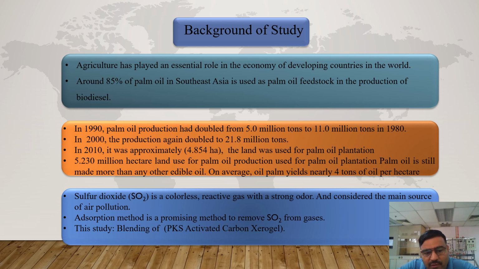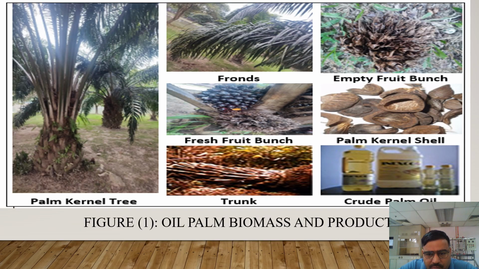Sulfur dioxide is a colorless reactive gas with a strong odor and is considered a main source of air pollution. The adsorption method is a promising method to remove SO2 from gas mixtures. This study, blending of palm kernel shell activated carbon with zeolite, will be a very good, inshallah, adsorbent.